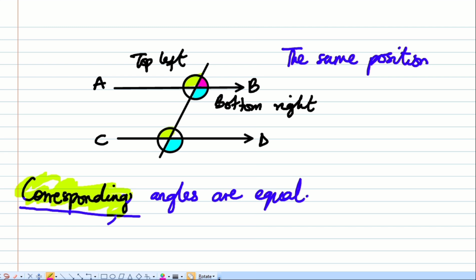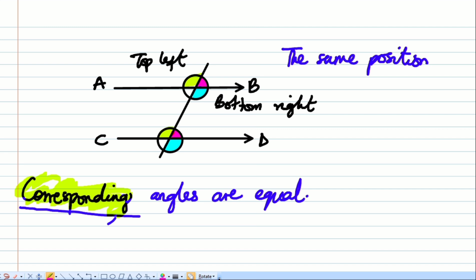You see, that is top right on the line AB. It will be corresponding to the one also top right on the line CD. All right. And then the remaining two unshaded angles are also corresponding. So you see the angles in the same position are going to be equal, and the reason is that corresponding angles are equal.